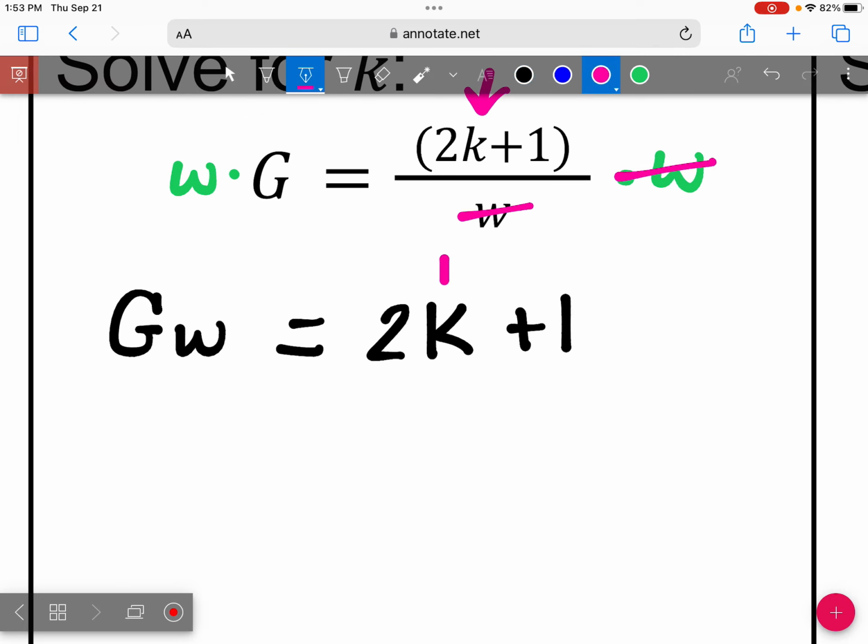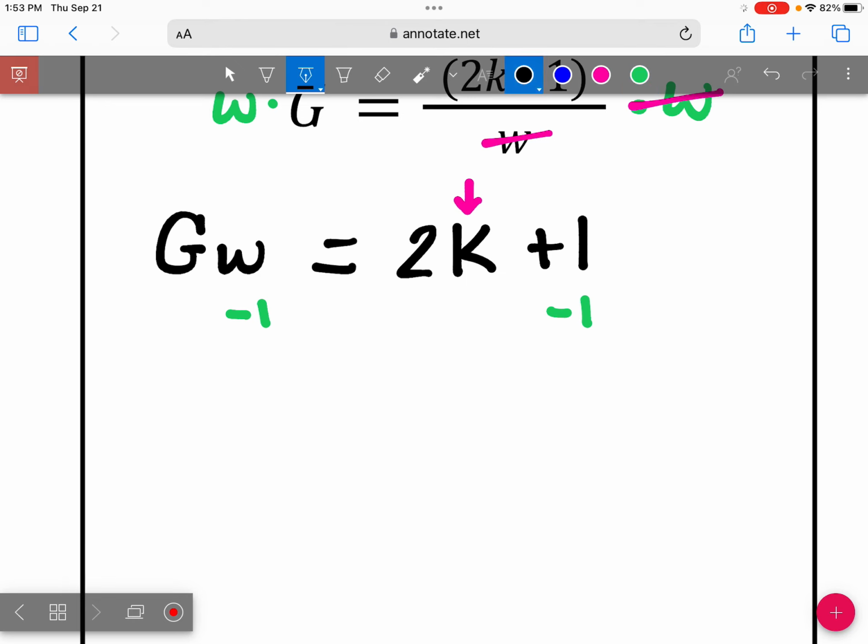Still looking to get the k by itself. What are we going to move next? The 1. How am I going to move the 1? Subtract it. So I have GW minus 1 equals 2k.